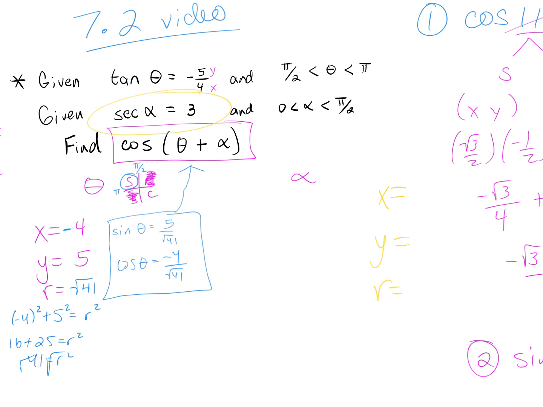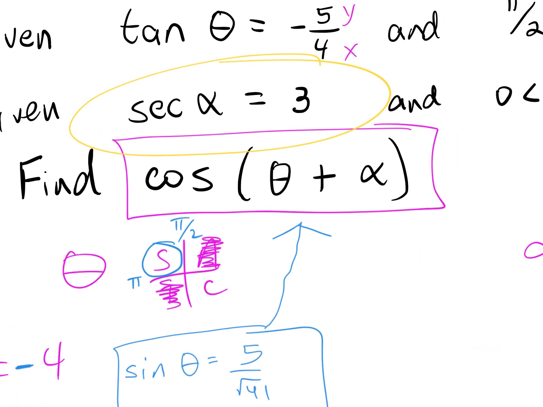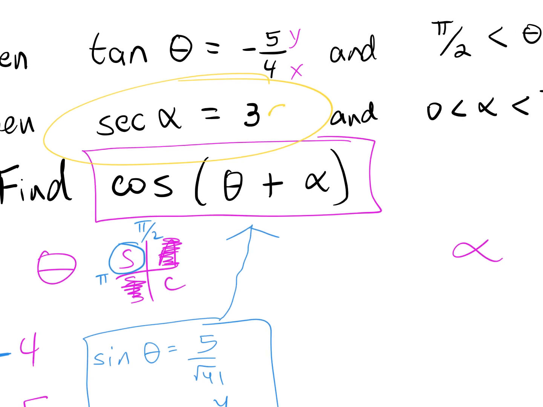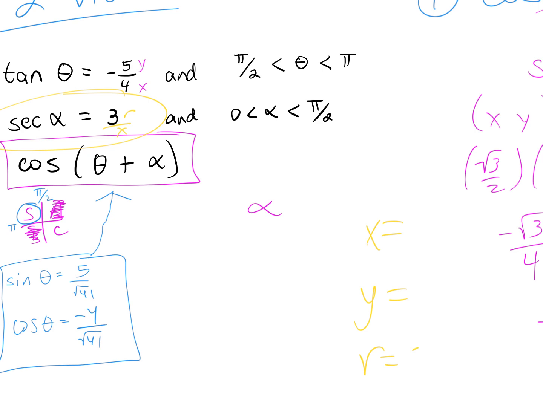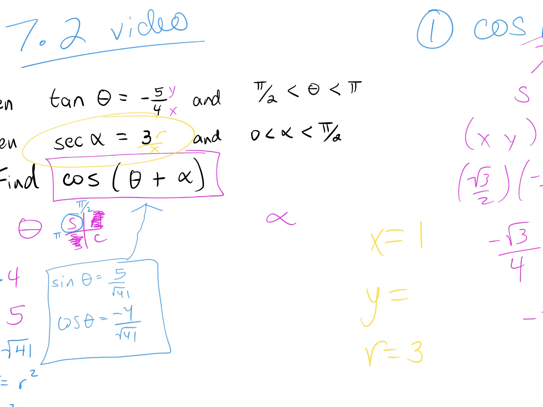What is secant? Reciprocal of what? Cosine. So this is r over x, okay? So they told you that r was what number? 3, and x is what number? 1, okay? So since I know that secant and cosine are positive, what can I cross off?